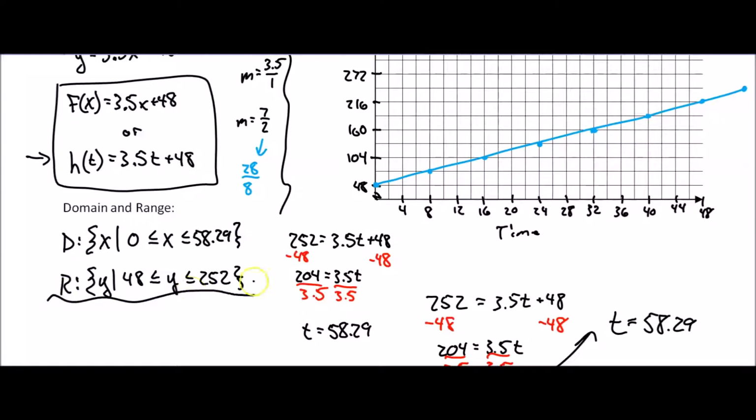And keep in mind, we could also write this if we wanted to in interval notation. I know some of us are really big fans of that. So it'd be a bracket for the equal to condition on the 0, and then we would go to 58.29, then a bracket for the equal to condition on there. It starts at 0 and ends around 58. And then the range would start at 48, including the 48, and end at the 252, including the 252. Okay? So again, thinking about where this thing starts and stops in terms of the x, and where it starts and stops in terms of the y. All right? Hope this was helpful, and good luck on your test.